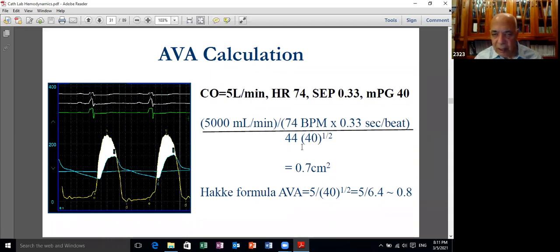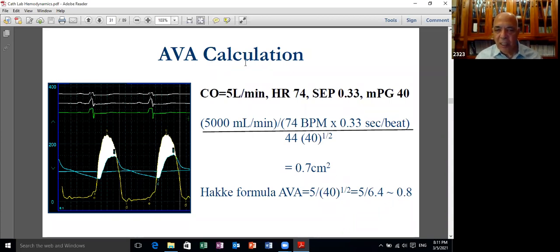So as you see here, there's a constant of 44.3 multiplied by the square root of the mean gradient, which is 40. Now, if you apply Hakki's formula utilizing only the cardiac output and the square root of the mean pressure gradient, you get almost the same figure. This is 0.7, this is 0.8, very close to each other.